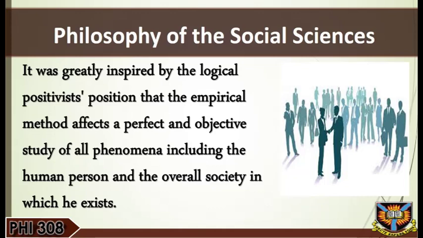At its inception, the social science was greatly inspired by the logical positivist position that the empirical method affects a perfect and objective study of all phenomena, including the human person and the overall society in which he exists. Social science, therefore, developed as a result of this new tendency and the underlying presumption that the scientific tool is appropriate and adequate for every intellectual project.